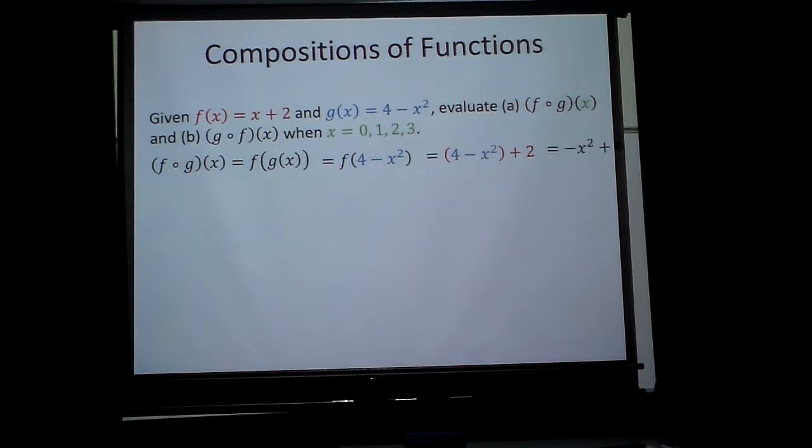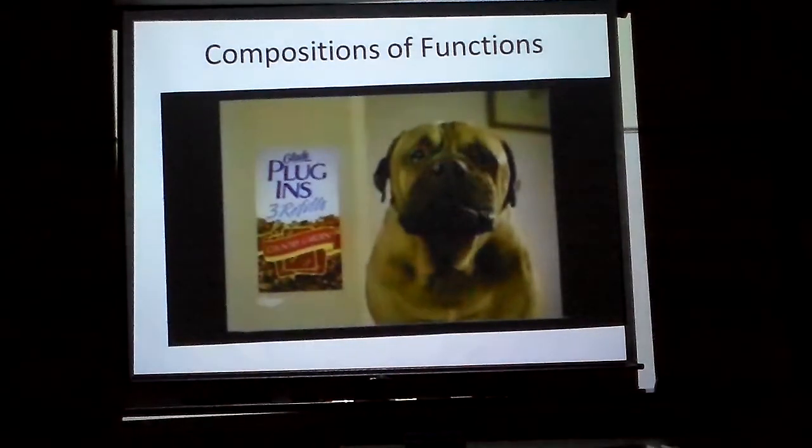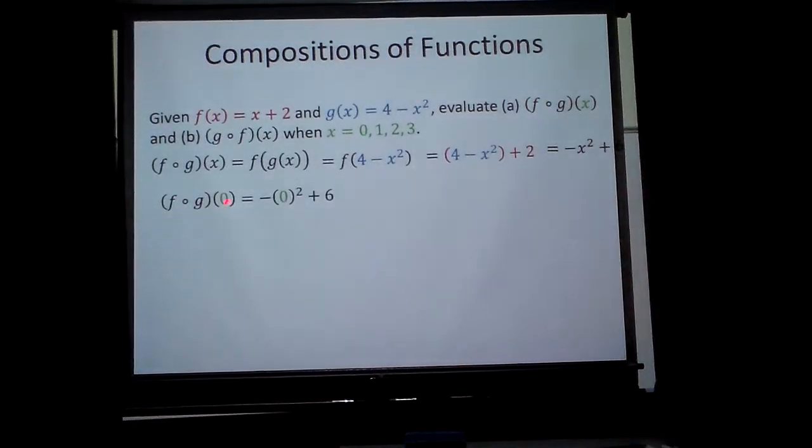And if I simplify that, it will simply be negative x squared, and you can barely see maybe the 6. I don't know if you can see it on the video or not. It says plus 6. Just running out of room here. Screen's not big enough. So negative x squared plus 6. So now to do f of g of 0, it'll be negative 0 squared plus 6, which will be 6.